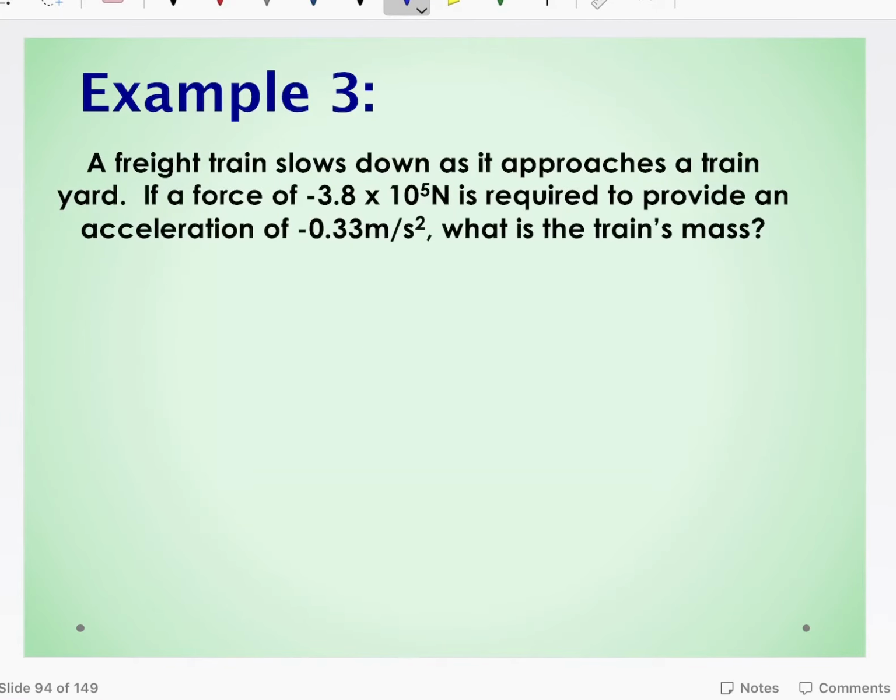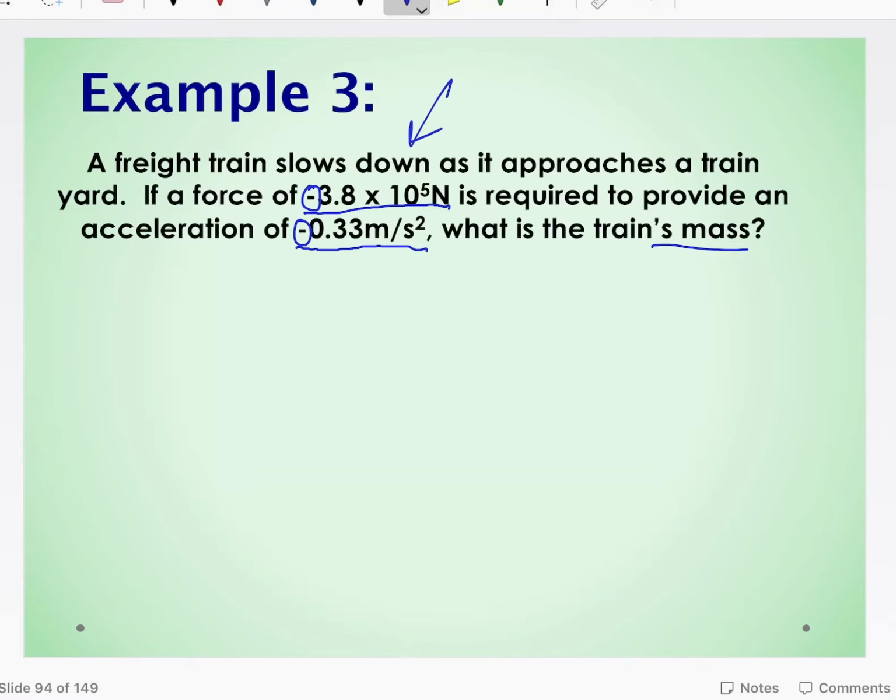Okay, last example here. A freight train slows down as it approaches a train yard. If a force of negative 3.8 times 10 to the 5 newtons is required to provide an acceleration of negative 0.3 meters per second squared, what is the train's mass? Now remember that with vectors, direction can be indicated by negatives. So in this case, in order to slow the train down, we have to apply an opposing force, which is why my force is negative. And because the train again is slowing down, my acceleration is negative here.